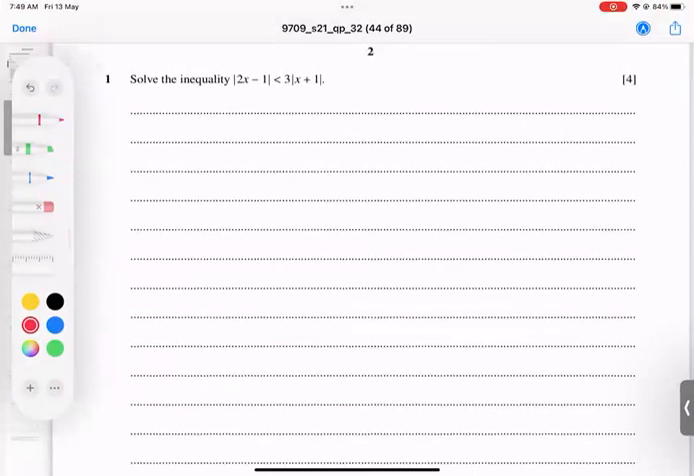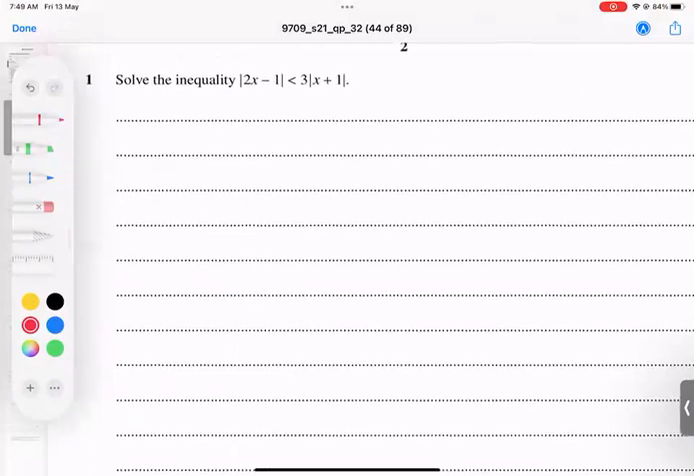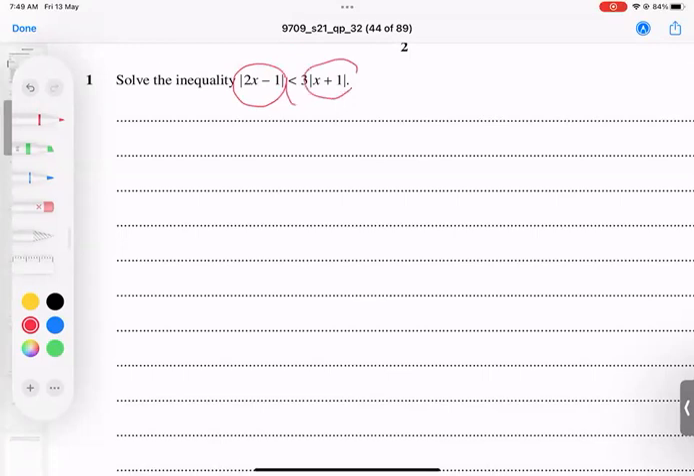And first of all, he has given us this question: modulus of 2x minus 1. So how do we deal with this kind of question? Whenever x is involved on both sides, and modulus is involved on one side or both sides, we square both sides. Okay, so let's start squaring.